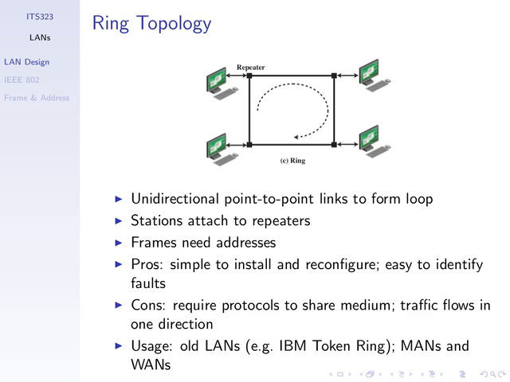Sometimes there's a performance problem if traffic just goes in one direction. That is, it can incur a large delay to get back to the original, or to get to the destination. Generally easy to install and reconfigure, easy to identify faults. Used in old local area networks, IBM had a token ring style LAN. Not so much now. The concepts are used in metropolitan area networks, city area networks, and some wide area networks. That's sort of off topic because we're focusing on LANs.